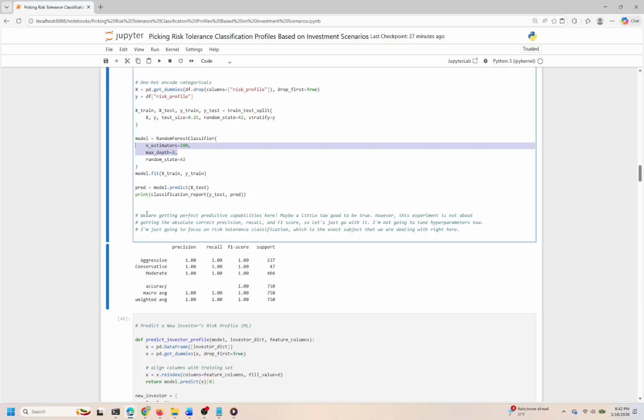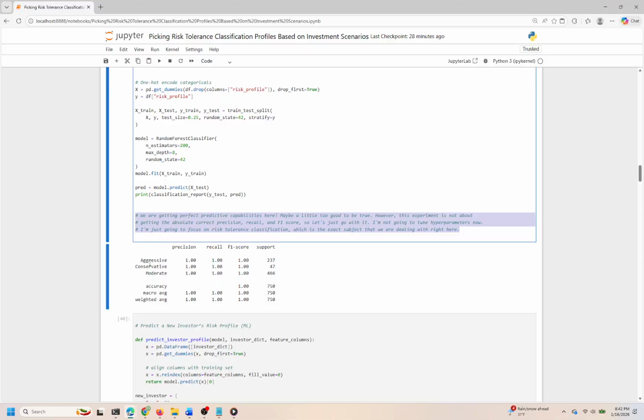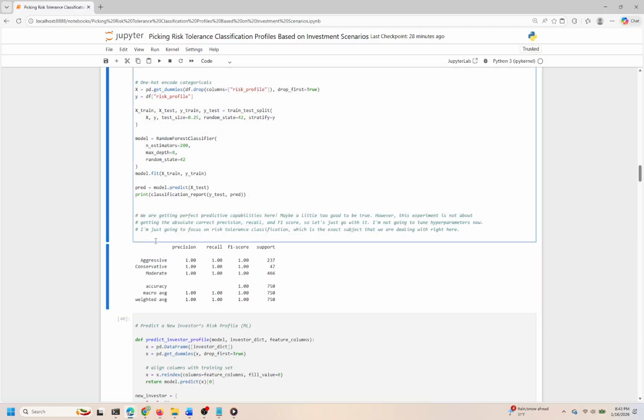To evaluate our model's performance, we utilize the classification report, which gives insight into essential metrics like precision, recall, and the F1 score. Interestingly, the results show that our model achieves perfect predictive capabilities in this instance. While this may initially seem impressive, it's worth noting that it prompts further inquiry. Are we overfitting to our training data, or is there inherent simplicity in our classification task? In this exploratory phase, we're intentionally refraining from fine-tuning hyperparameters, focusing instead on gaining insights into risk tolerance classification, which aligns with our overall objectives.